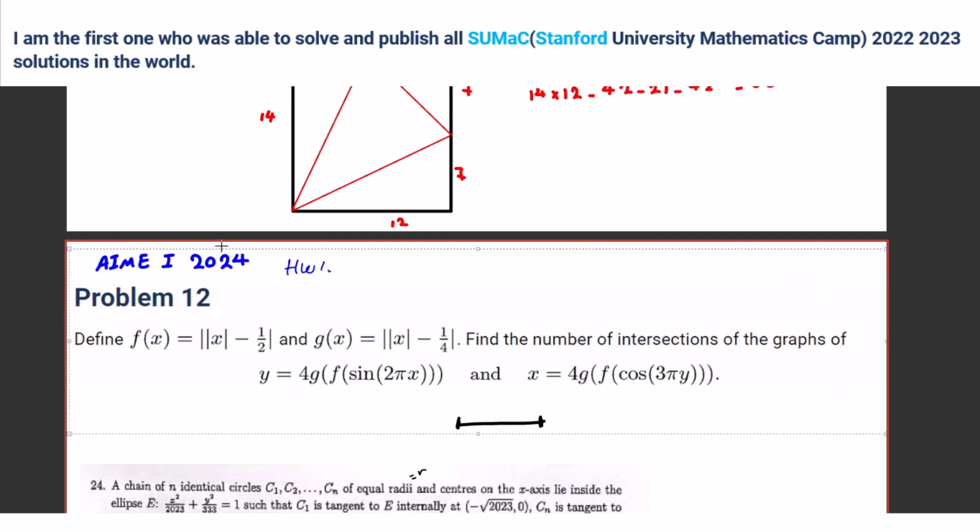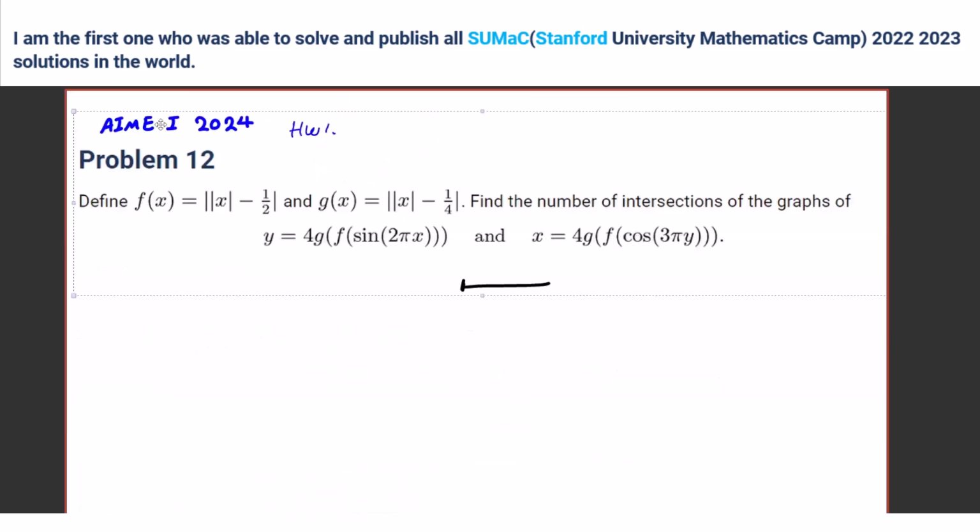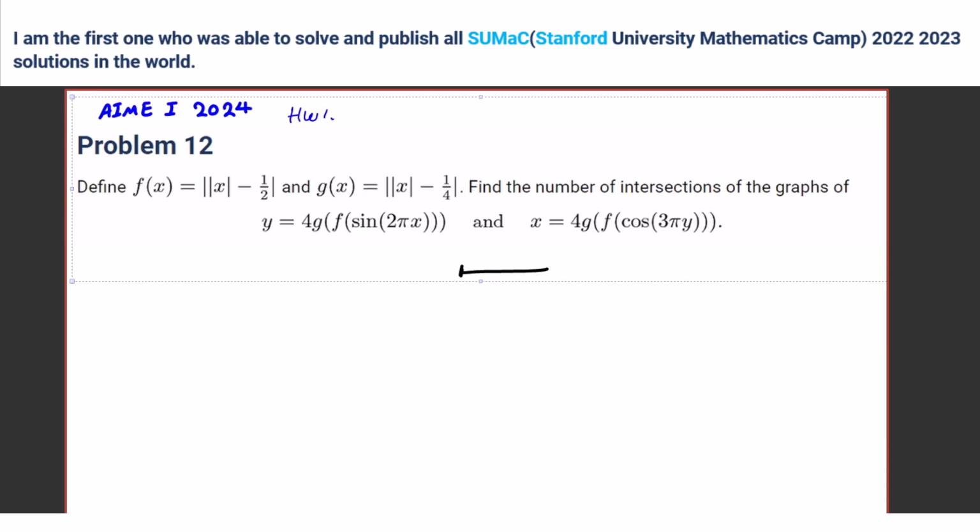So look, let's try this one together. It says f of x is absolute value of this, g of x is this. Find the number of intersections of the graphs. Okay, so we should draw the graphs. We should graph the functions approximately and then try to see what the number of intersections would be.